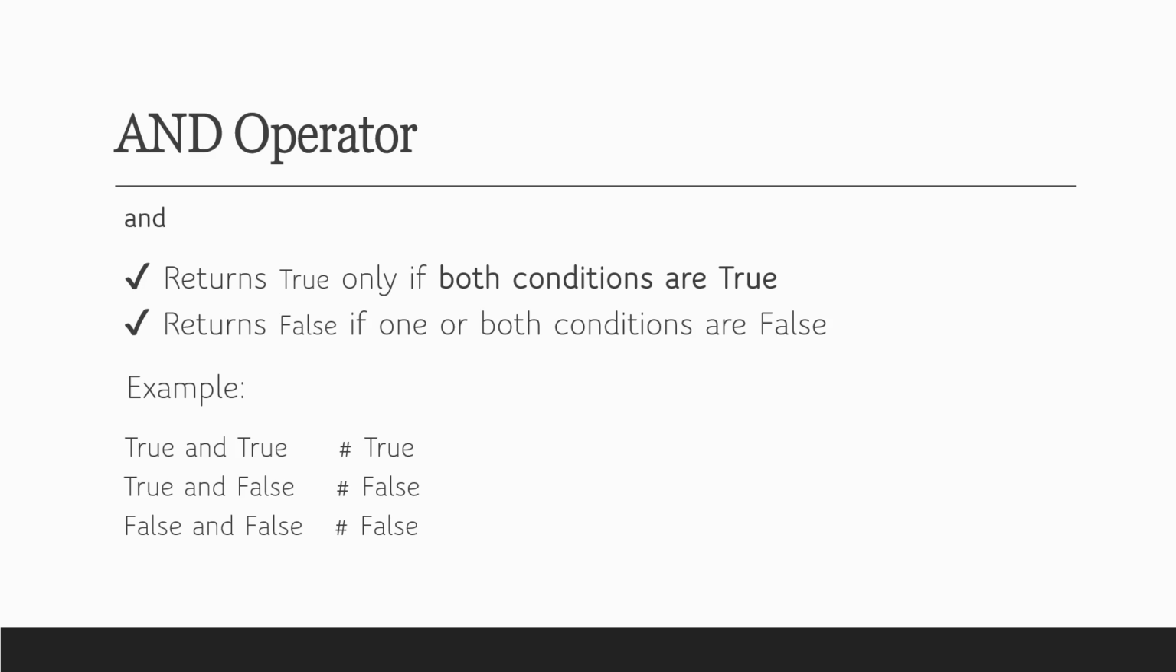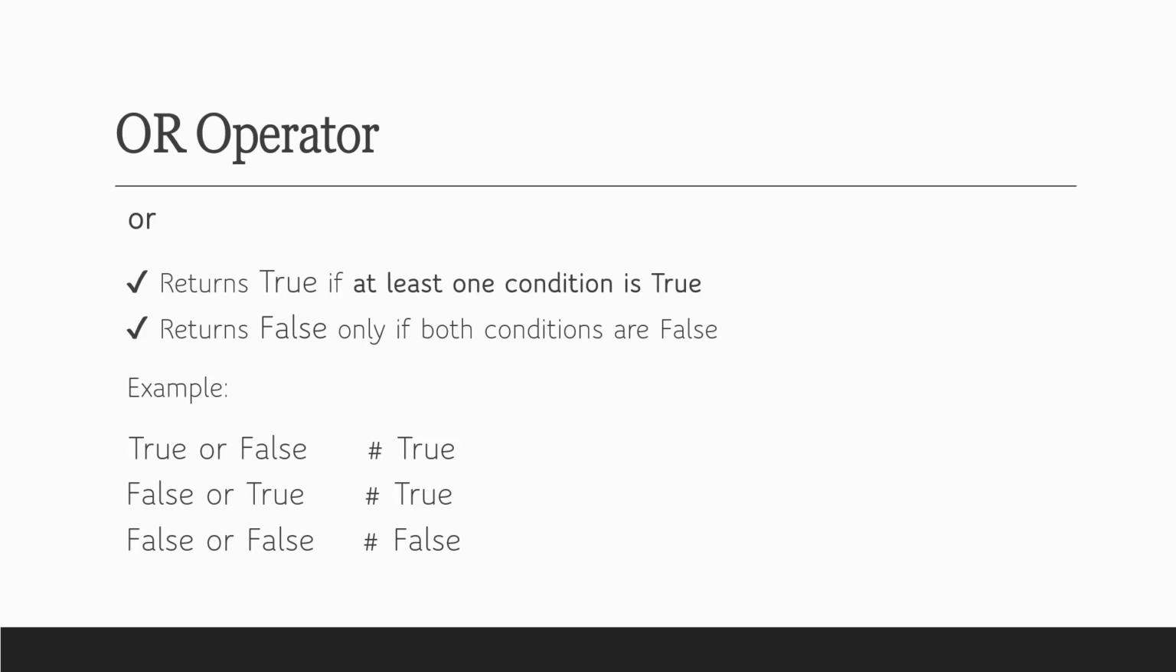Let us understand this with simple examples. When true and true are combined using the AND operator, the result is true. When true and false are combined, the result is false. When false and false are combined, the result is also false. So remember, the AND operator is strict. It gives a true result only when every condition involved is true. If any one condition fails, the entire result becomes false.